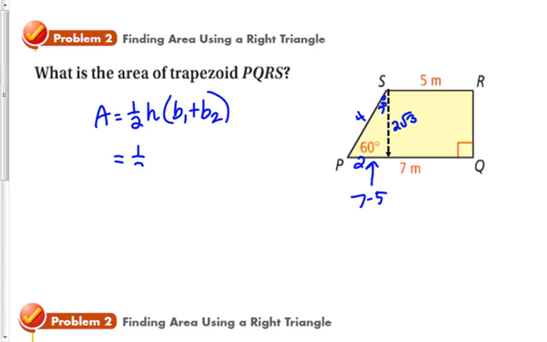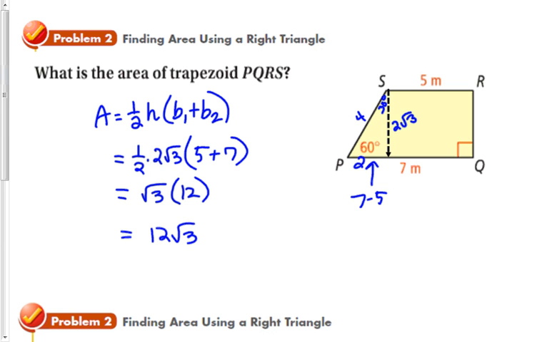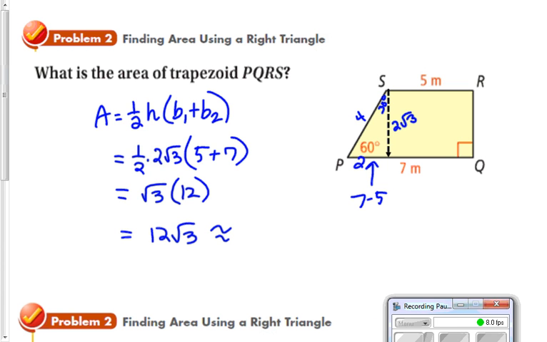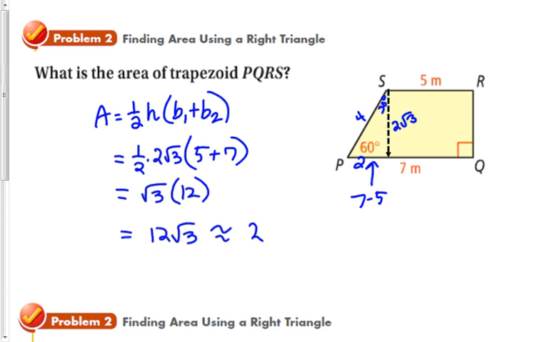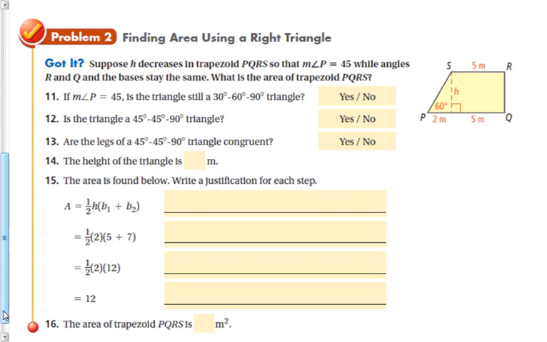We're going to do 1/2 times 2 times the square root of 3, and then add the two bases up, 5 plus 7. And simplifying that as much as we can, 1/2 times 2 is just 1, so it's square root of 3 times 12. And we might as well leave this in simplest radical form. We'll just say 12 times the square root of 3. Just in case it's needed, we'll round this to the nearest tenth, and that's about 20.8 square meters. All right, go ahead, you try that, and I'll check back with you.